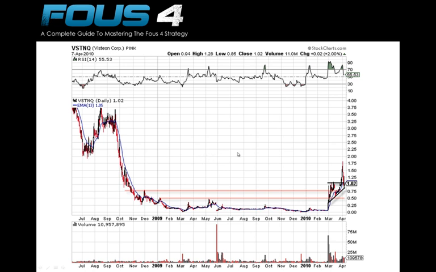Here's another one with VSTNQ. As you can see here, for about a year and a half or so, it had been trading below $1. First off, it had resistance levels formed around 75 cents, and then the 50-cent level, spiking up here, spiking up again here around 50 cents, and then leading into the actual breakout above $1, we had that strong force pattern there where the trend was pretty much neutral.